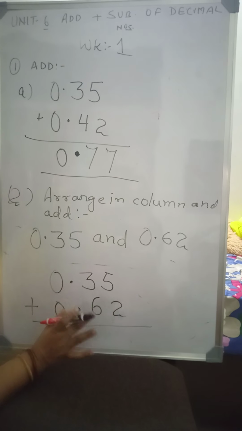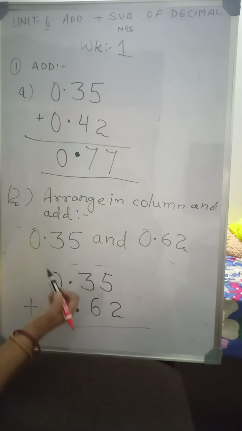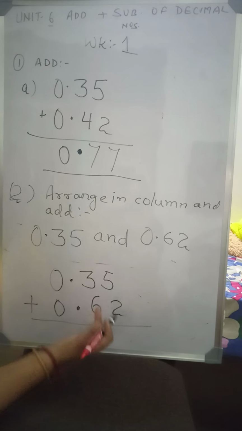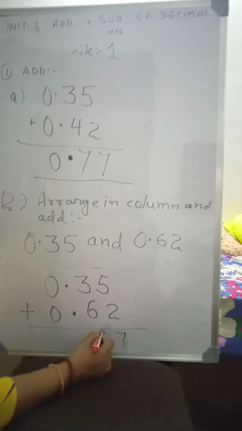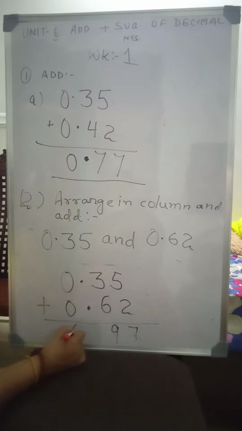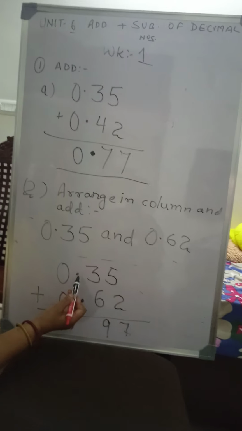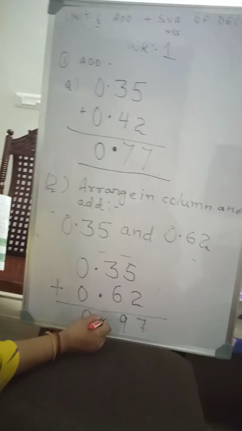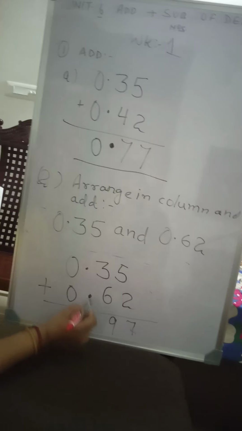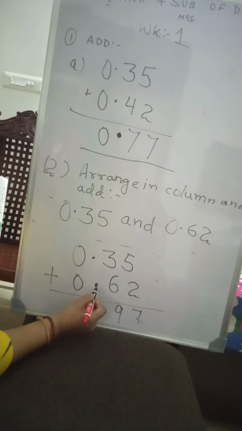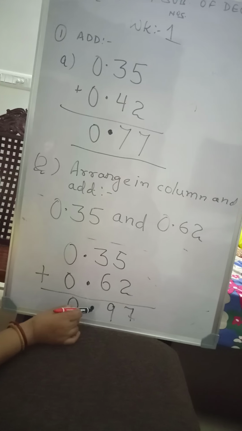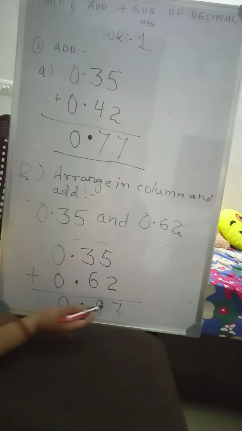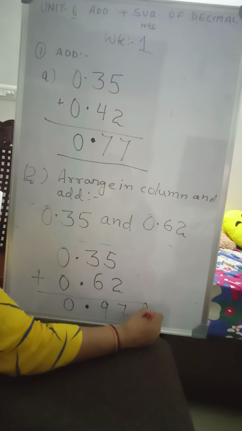Forget about the decimal, just do addition as you are doing in whole numbers. 5 plus 2, 7. 3 plus 6, 9. And 0 plus 0, 0. Now follow the decimal, the decimal point should come one below the another. So don't forget to put the decimal in the sum also. So this is the answer.